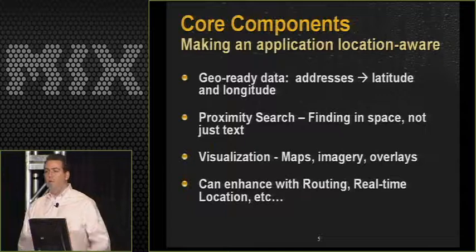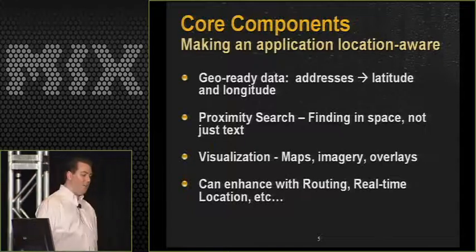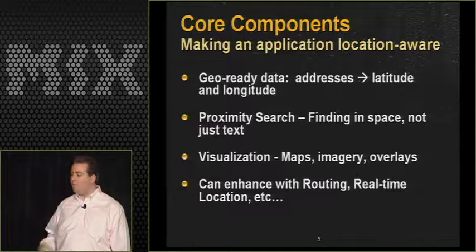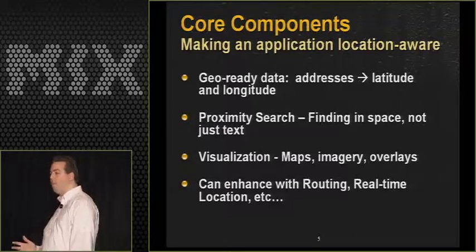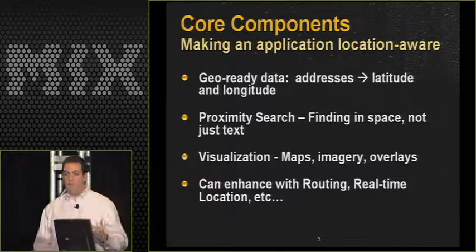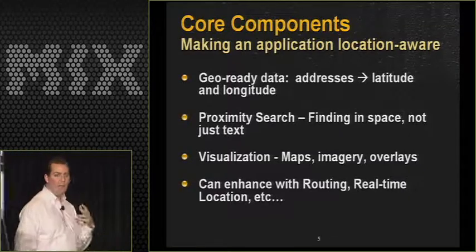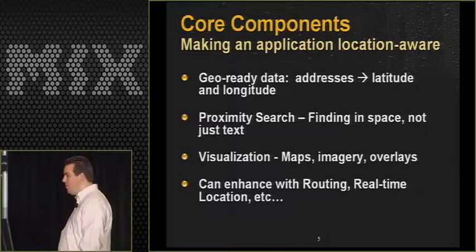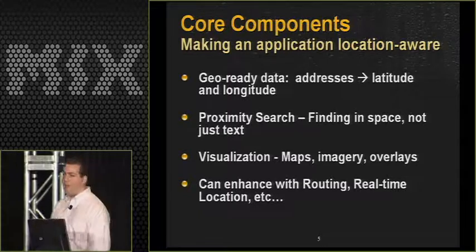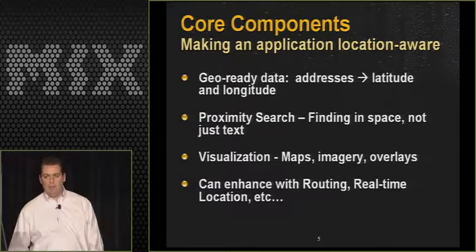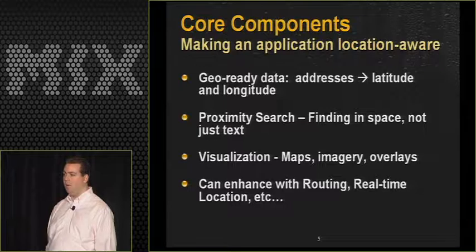So if you really want to make your application location aware, with what platforms are available today, there's just a few things that you really need to do. Number one is whatever data it is that you want to get onto the map, you really have to find a way to make that geo-ready, readily accessible on the map. And it's really just as simple as turning addresses into a latitude and longitude. It sounds like a geeky, mappy thing to do, and it's a process we call geocoding.